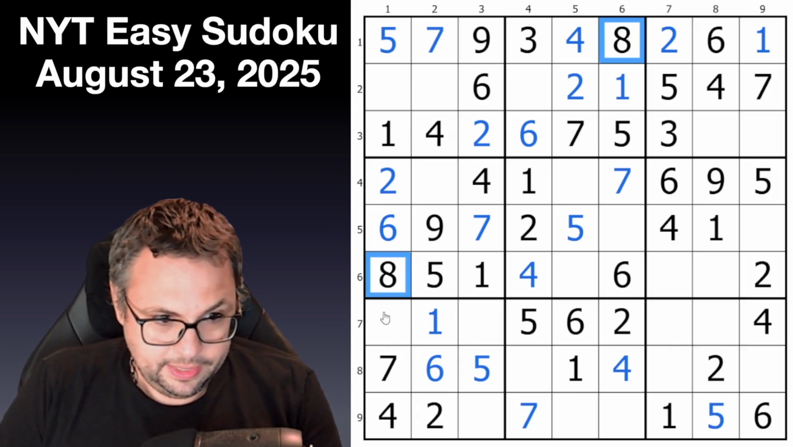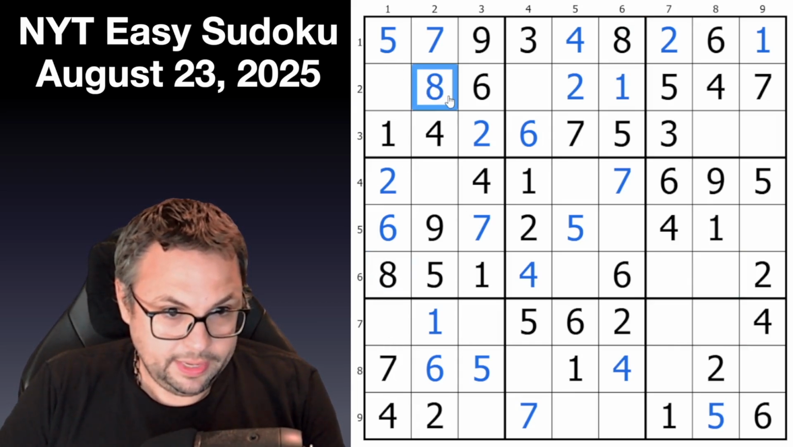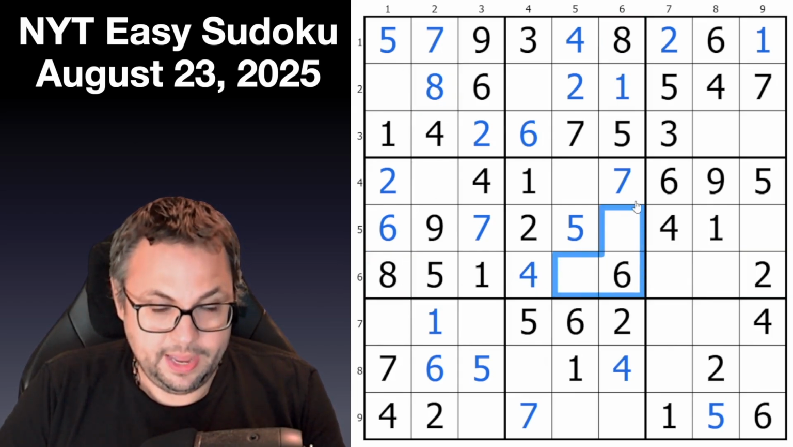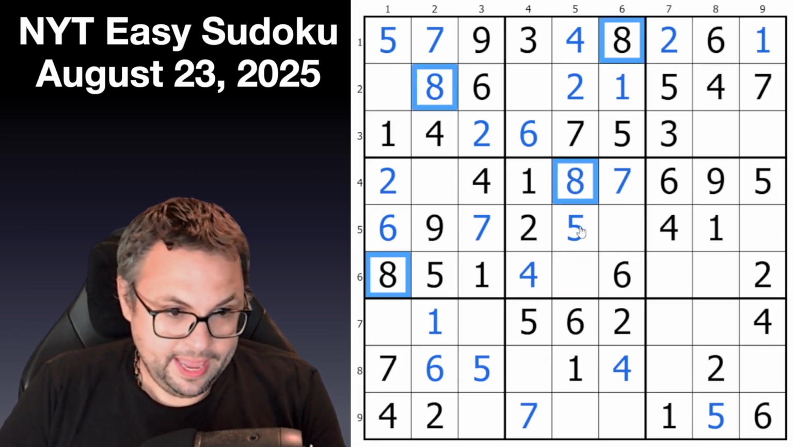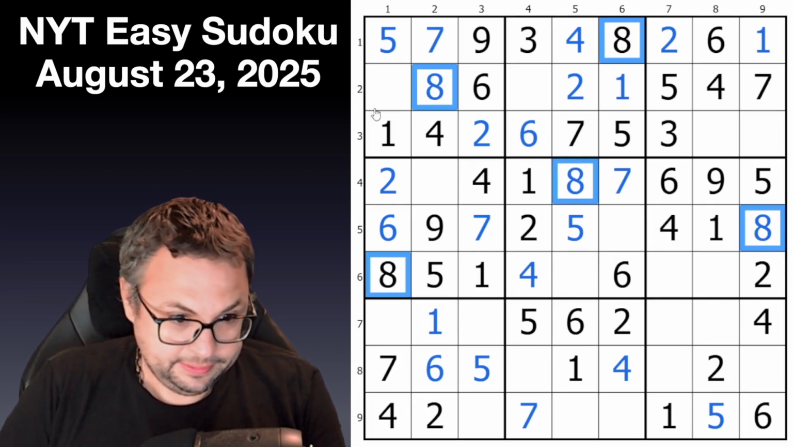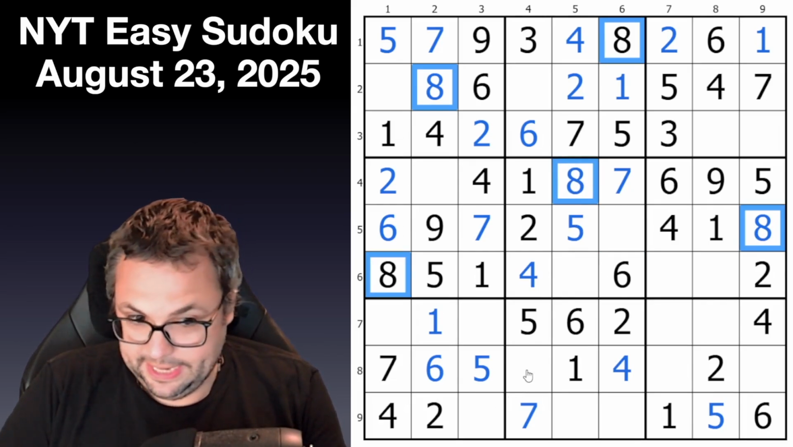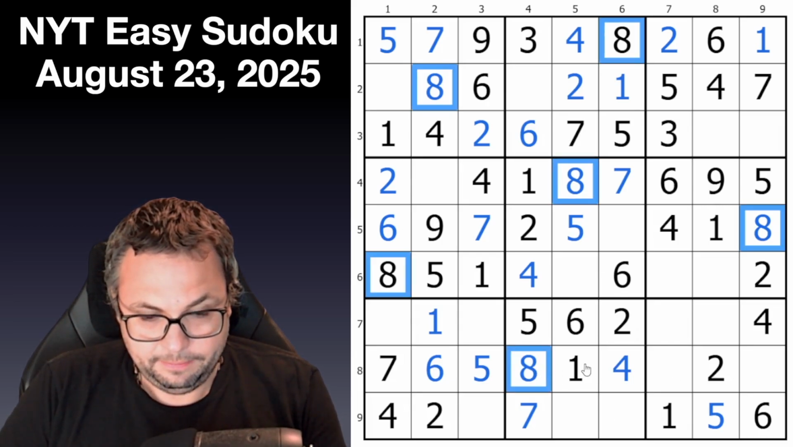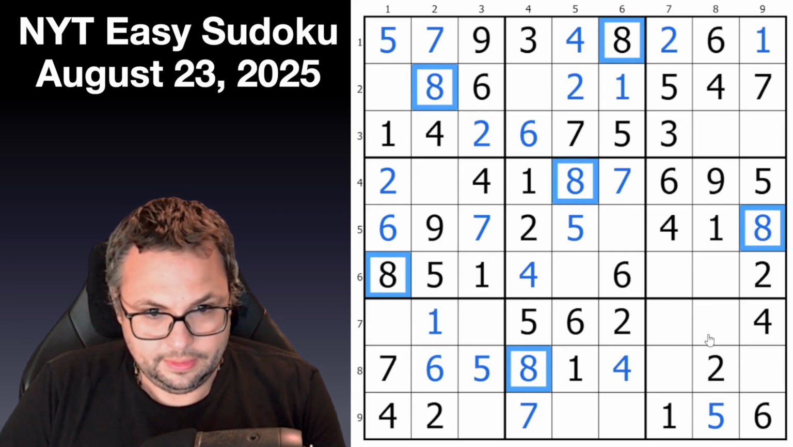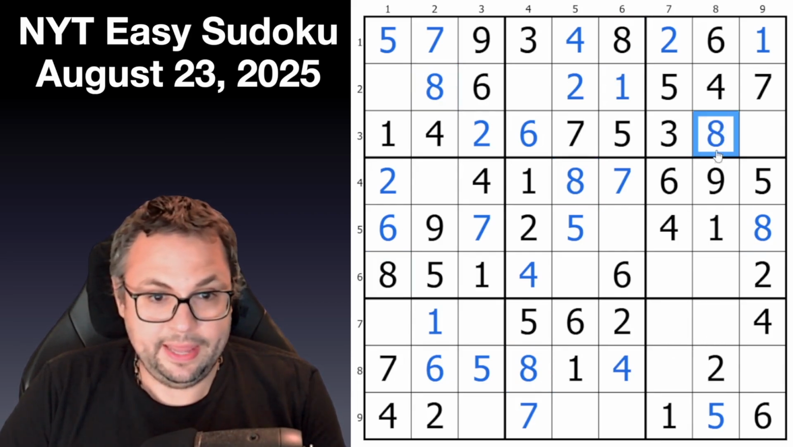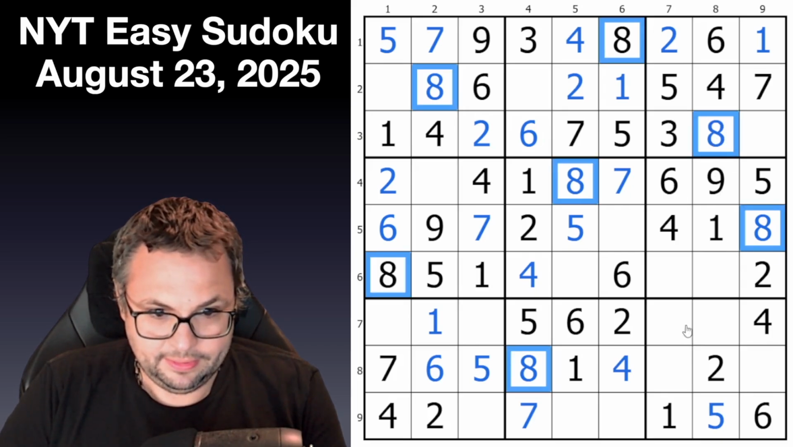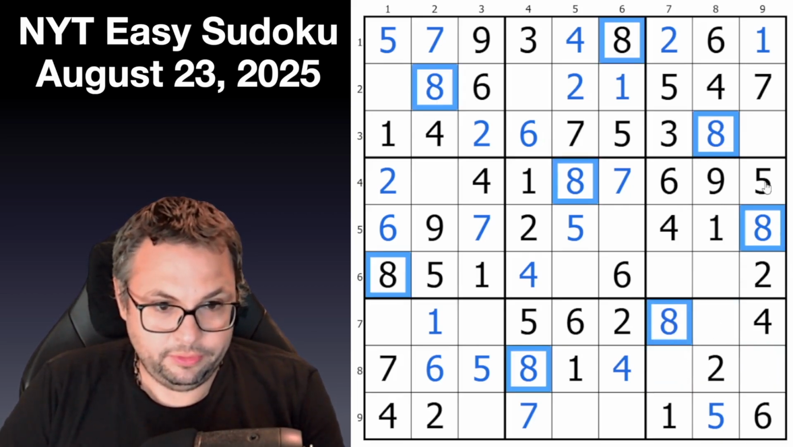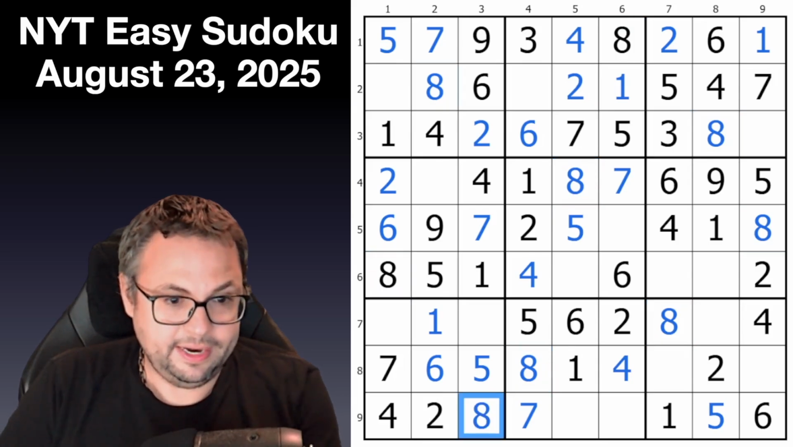Okay, so 8s, if I look up at box 1, I get that 8. If I look over at box 5, I get that 8. If I look over here, I get that 8. Let's see, if I look down here, these two 8s look down and make that an 8. If I look up here, I get that that's an 8. And then if I look down, I get that that's an 8. And I think that's all my 8s. 1, 2, 3. No, sorry, I'm missing one. That's an 8. There we go.